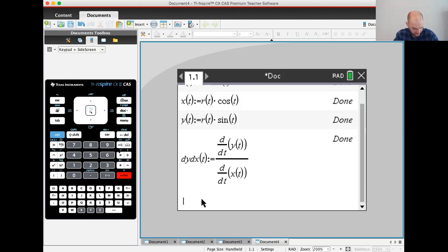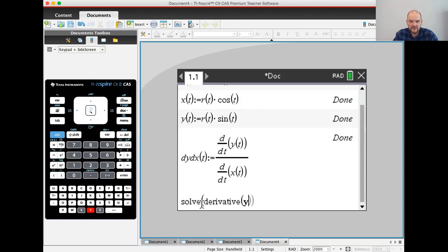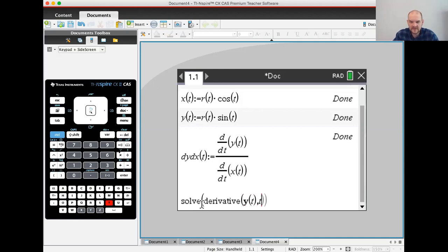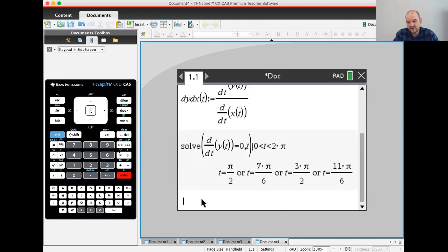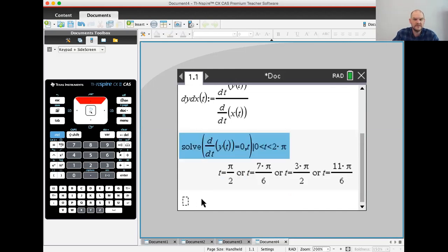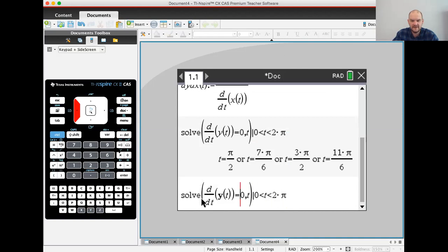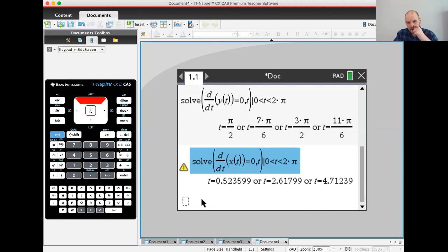So what am I trying to do here? Let's solve the derivative of y of t with respect to t equals 0 for t. Let's limit it from 0 to 2 pi, so we get all of those values. Those are the values that I think we found. Right now I'm thinking that those values on screen are where the tangent line is horizontal, because that's where dy/dt equals 0. But, oh, interesting. Why can't you solve that?